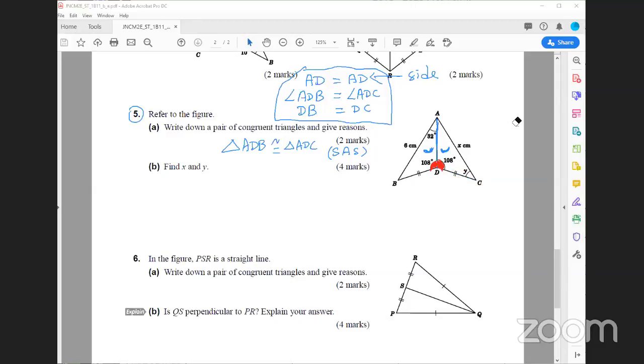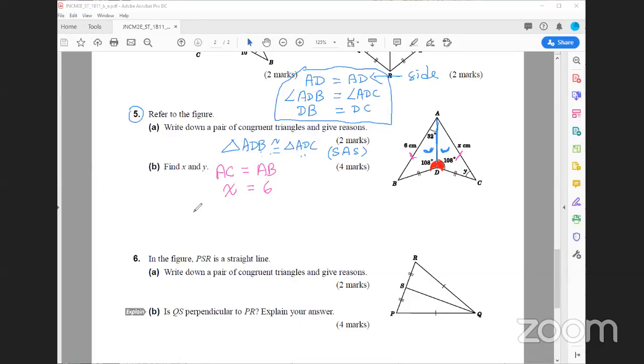Okay, and then after you have known that these two triangles are congruent, it means this length should equal this one, because these two triangles are congruent. Therefore, in this case for part B, you can tell people that because AC equals AB, therefore X equals 6.